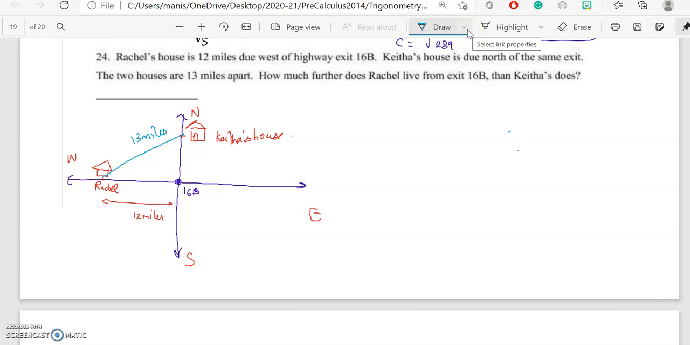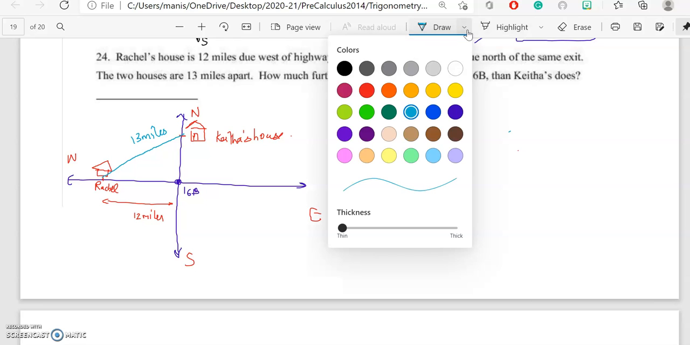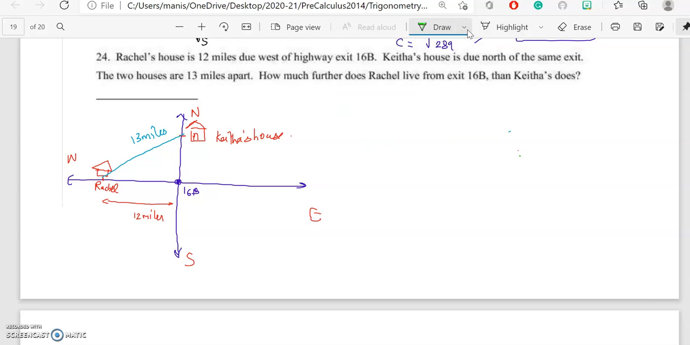Rachel House is 12 miles due west of Highway 16B. So I have drawn a triangle over here. I've drawn the diagram over here. As you can see, we have assumed that this is exit 16B. So Rachel House is 12 miles due west. This is the west direction. So from this place to this is 12 miles. This is Rachel's house over here.